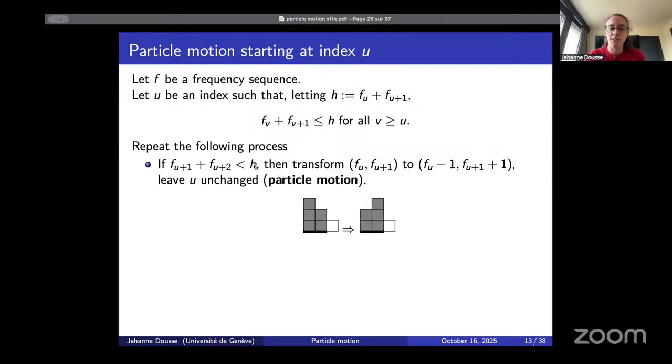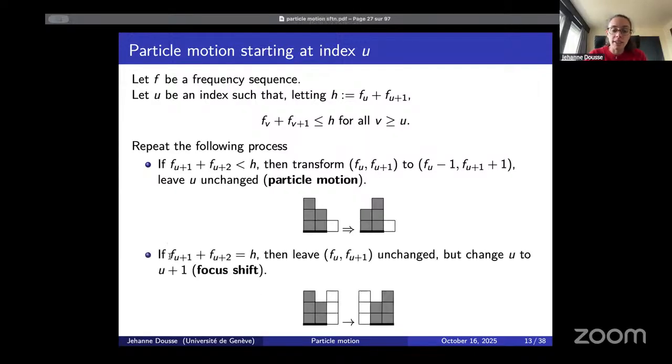So the first case is if it's smaller than h, then we can do the particle motion, which will consist in moving one box from the u column to the u plus 1 column. So here we obtain this partition. In terms of frequency sequences, it consists in transforming fu plus 1 into fu minus 1, fu plus 1 plus 1. And then if you do this, you just leave u unchanged. You stay here, and maybe you can apply it again later.